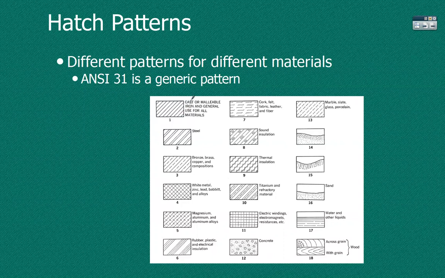This one right here, just the evenly spaced single lines, that's a generic pattern that we use for most things. So if you're doing just a detail drawing, just one part, you're usually going to use this one. You could use the other ones, but usually we'll just stick with this one. It's called ANSI 31. ANSI covers the standards, and it's hatch pattern number 31.